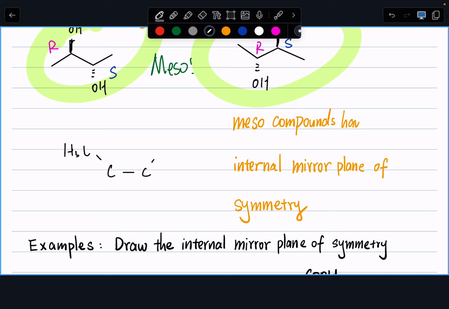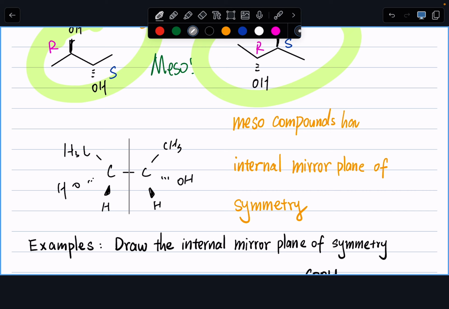or when I put it as like carbon, CH3, hydrogen wedged, oxygen dashed, it's now very obvious there exists an internal mirror plane of symmetry.